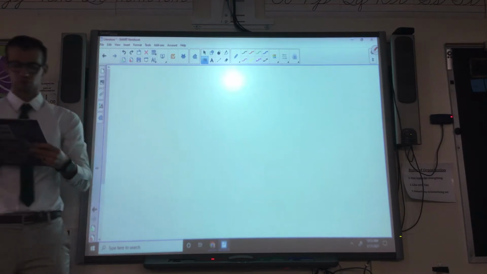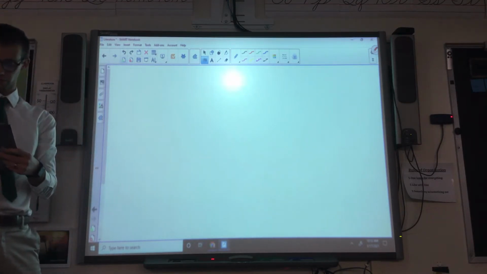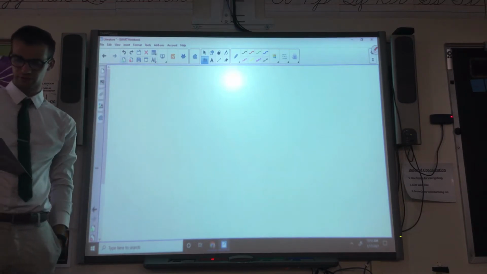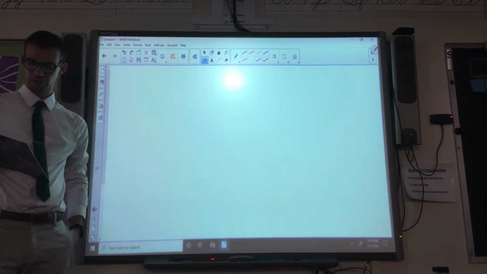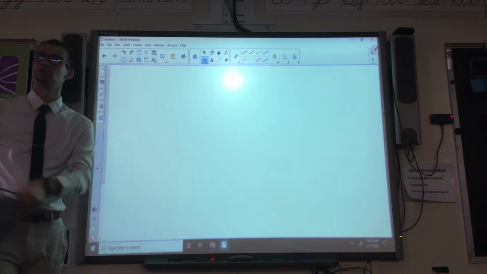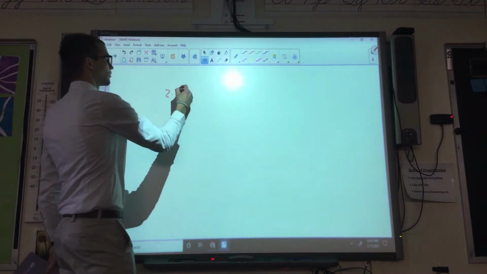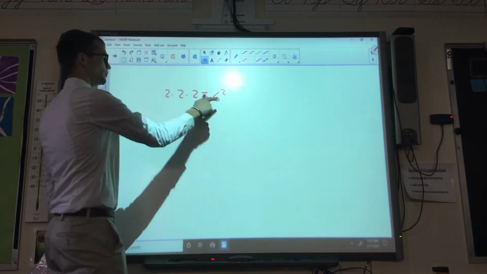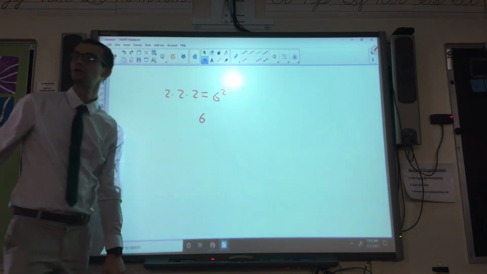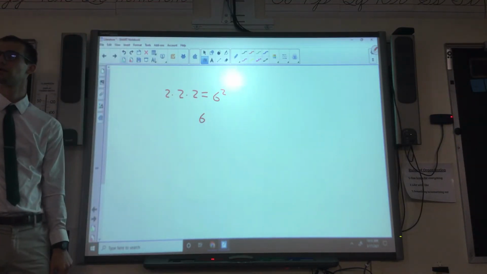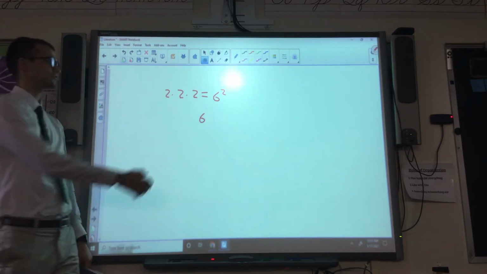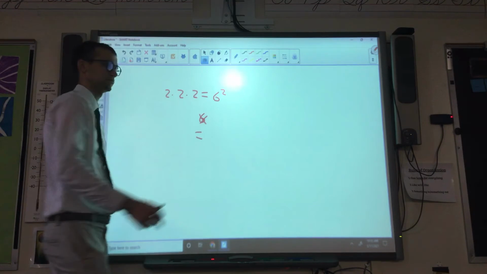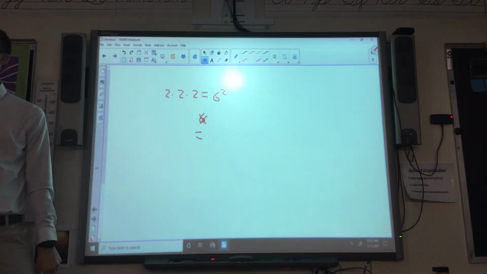Next page, we're going to skip those ones because they're boring. Guided practice on page 6, you guys can look at those. Is 2 times 2 times 2 equal to 6 squared? Yes or no? No. Why not? 2 plus 2 plus 2 is 6. What is 2 times 2 times 2? It's 8. Yeah, but in exponential notation?